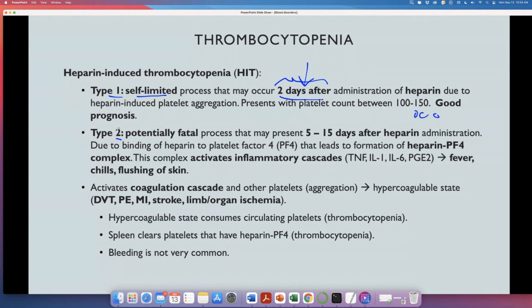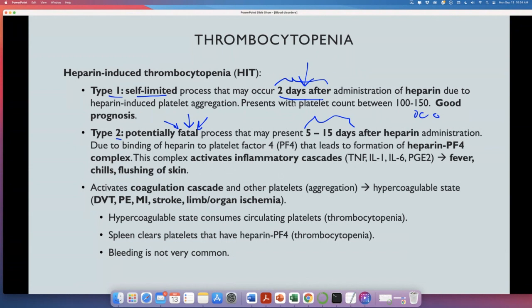Now the type 2, which can be bad, presents between 5 to 15 days after heparin administration. When patients are receiving heparin, probably they were admitted because of something, a fracture, or something that makes them to be immobilized, or any other thing that we need to control the coagulation.